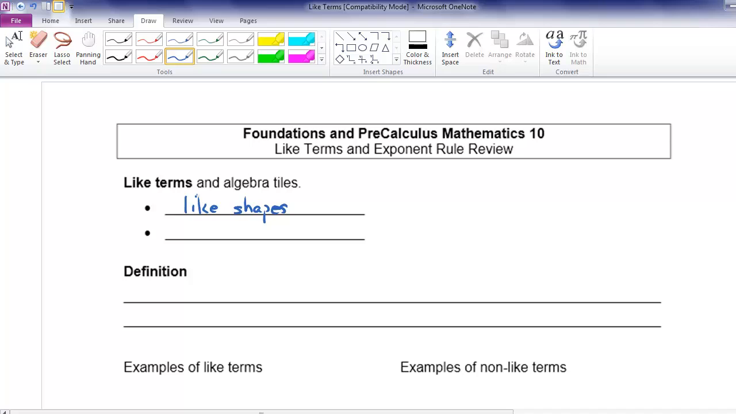So when we looked at like terms and algebra tiles, again, this idea of a like shape, but not only like shape, but also the shapes had to be the same size. So pictorially, this was our x squared tile, and this was our x tile, and this was our unit tile. And none of those are like shapes and same sizes all in one. So this is concretely how we represented like terms.